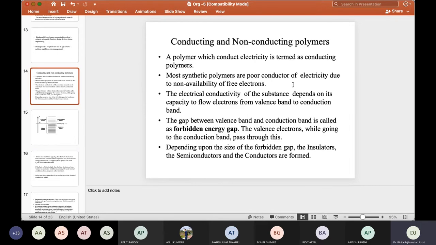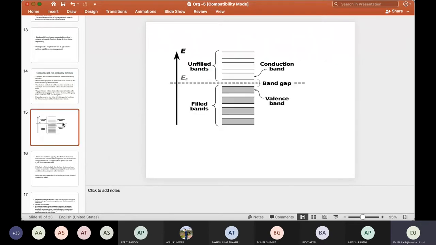So most synthetic polymers are poor conductors of electricity due to non-availability of free electrons. The electric conductivity of a substance depends on its capacity to flow electrons from the valence band to the conduction band. The gap between the valence band and the conduction band is called the forbidden energy gap. The valence electrons pass through this gap while going to the conduction band. Depending upon the size of the forbidden gap, insulators, semiconductors and conductors are formed.